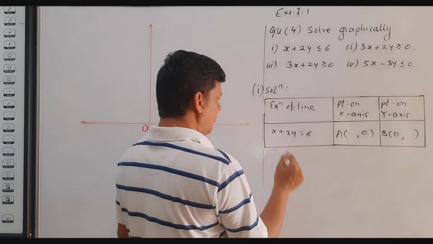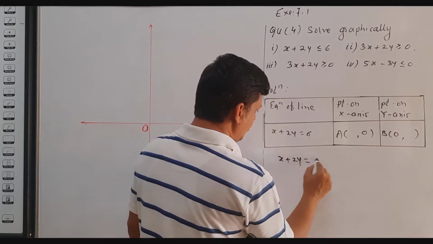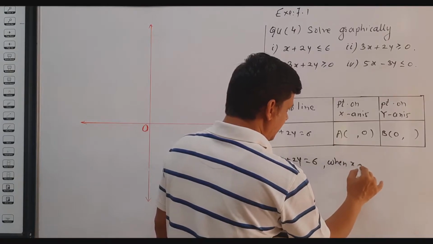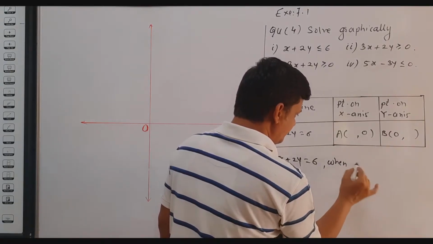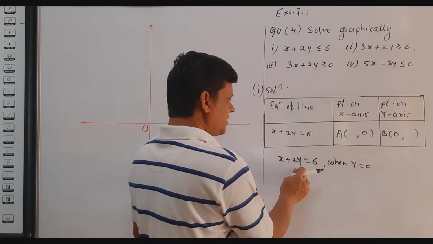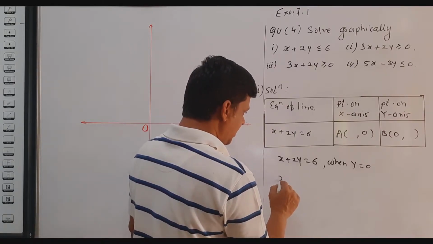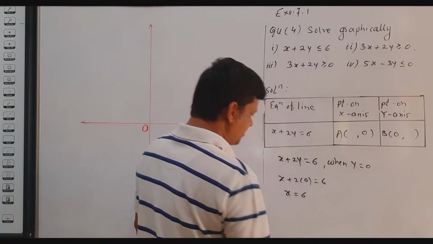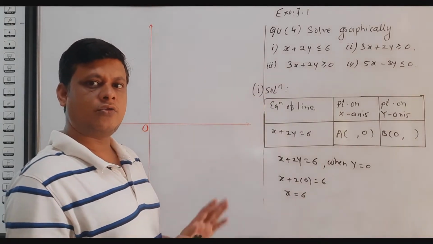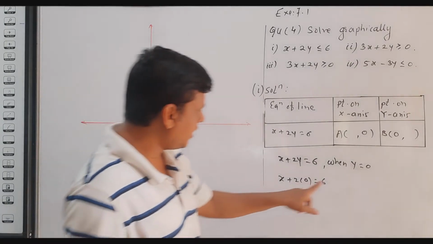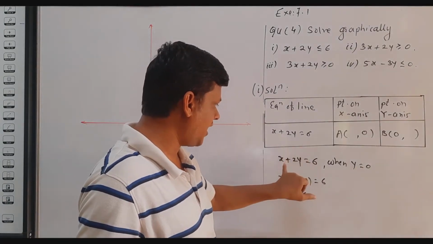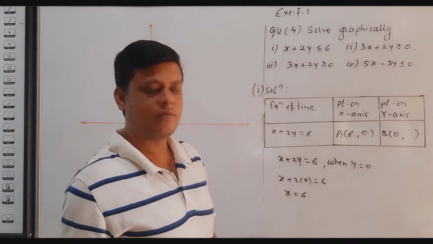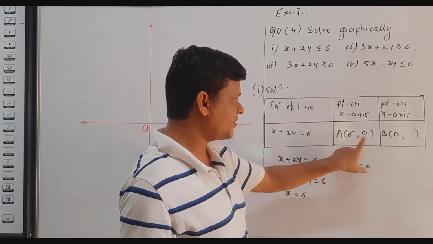So the given equation of line is x plus 2y equals 6. So we write here, when y is equal to 0, that means we replace this y by 0. So we get x plus 2 into 0 equals 6. That means we get x equals 6. Or you can use a shortcut for it. When y is 0, that means this term is 0, you directly get the value of x as 6. So we write the coordinates of point A, which is on the x-axis, as A of 6, 0.